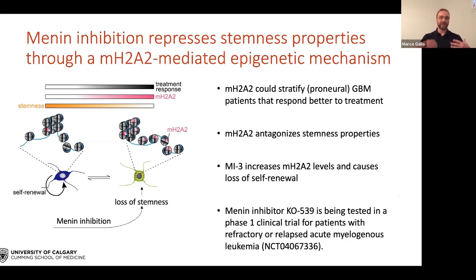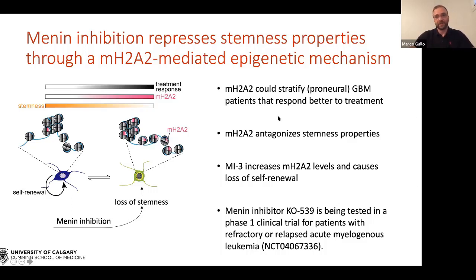So, we're incredibly interested in pursuing this drug further. A clinical trial using a menin inhibitor called KO539 just started for patients with some types of blood cancers. So it's actually potentially in the realm of clinical applications, if it's warranted by further preclinical work.